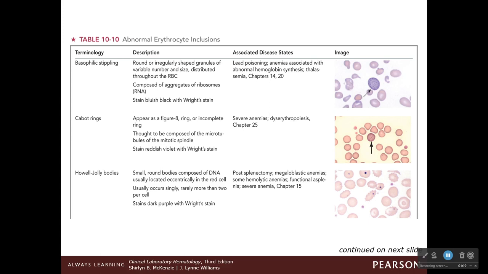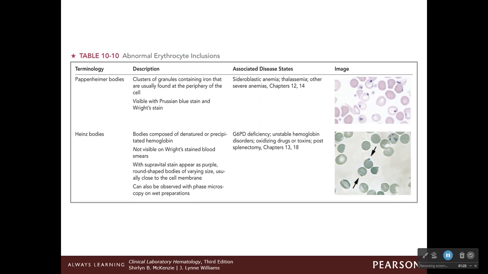All right, so here is a little chart, table 10-10 in your book, that goes over them. The only one we didn't talk about is Pappenheimer bodies. There's that term Pappenheimer that we mentioned earlier. Pappenheimer is iron aggregates in Wright stain. If you're looking at a Wright stain and you see these little pieces of iron in it, then they are known as Pappenheimer bodies. But if we use Perls' Prussian blue, then they are known as siderotic granules. And then the cell names change.